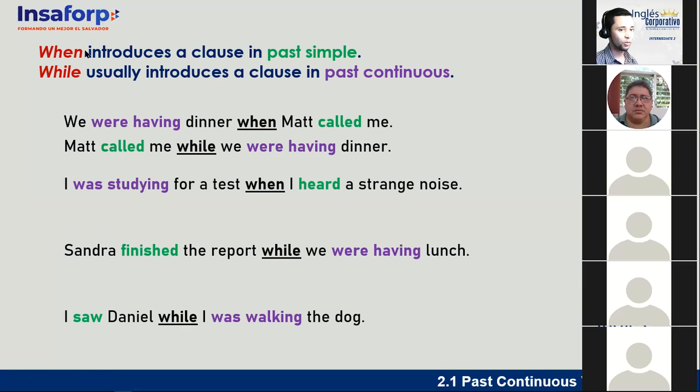Past simple. Como indicamos anteriormente. Ahora, esta oración usted la puede decir de otra manera. Se puede decir de dos formas. Podemos decir, Matt called me while we were having dinner. Y es el mismo significado. Matt me llamó mientras estábamos cenando. O puede decir usted, estábamos cenando cuando Matt me llamó. Las dos oraciones significan exactamente lo mismo. Solamente es el orden de las palabras el que cambia y el uso de when y while. Okay. Again, if you look, you use when and it introduces past simple. You use while and it introduces past continuous.